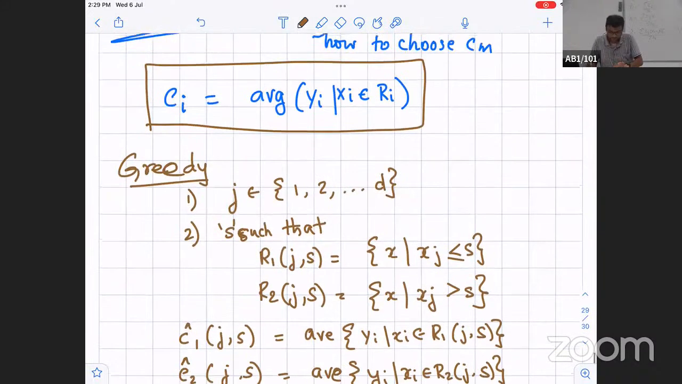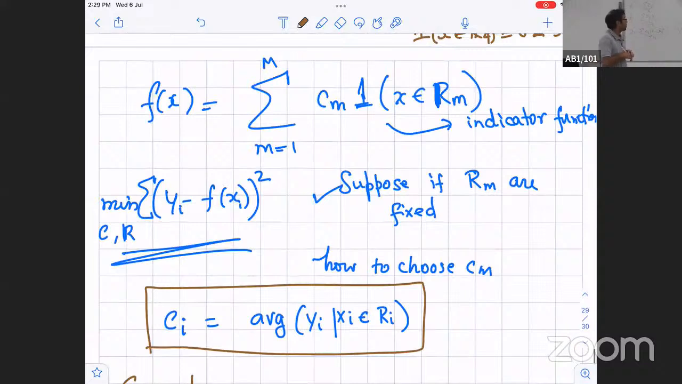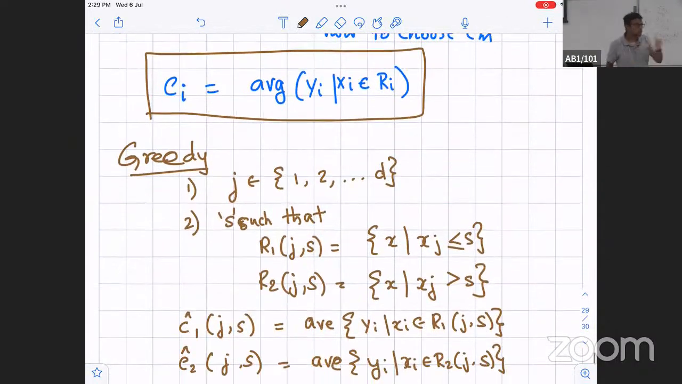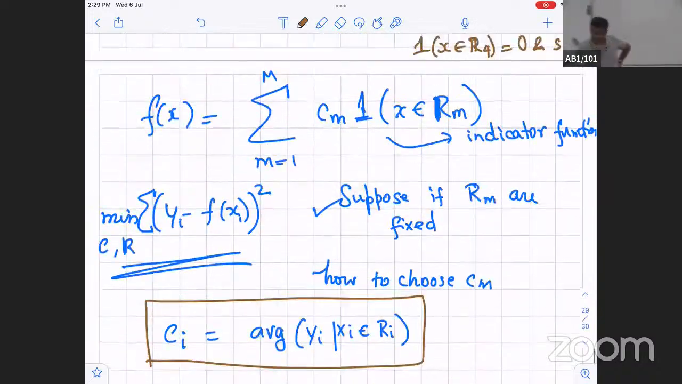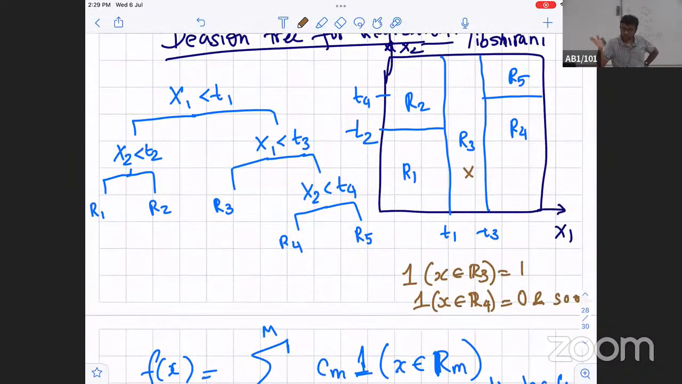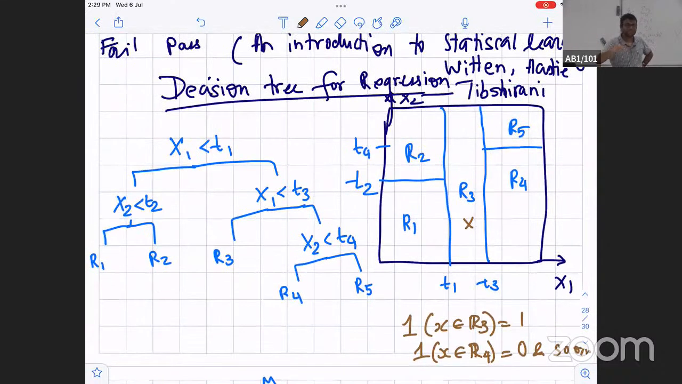Okay, so let's come back to the problem. What we know is that if I know the region, C is good. We know how to do that. It's just the average. Now I don't know how to split, right? Because there are D different choices. In the example that I gave you, there were two different variables, x1 and x2. Why did I split on x1 less than t1? I could have split on x2 less than something, right? So what is the optimal split? Whether I should split with this variable or some other variable, I don't know.